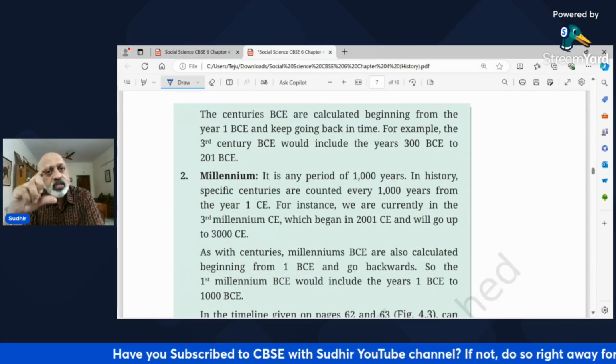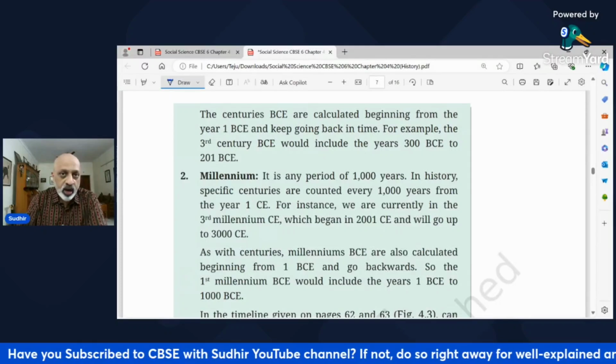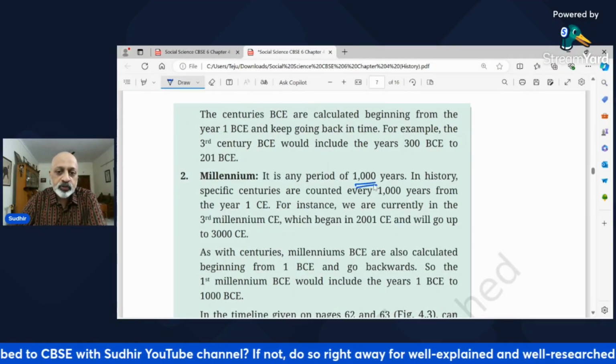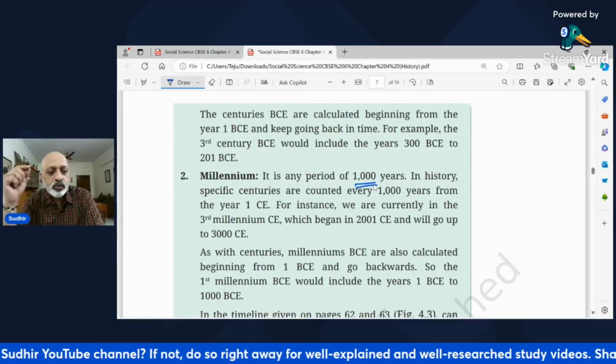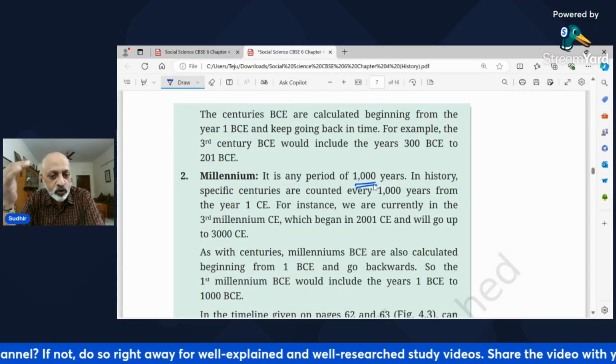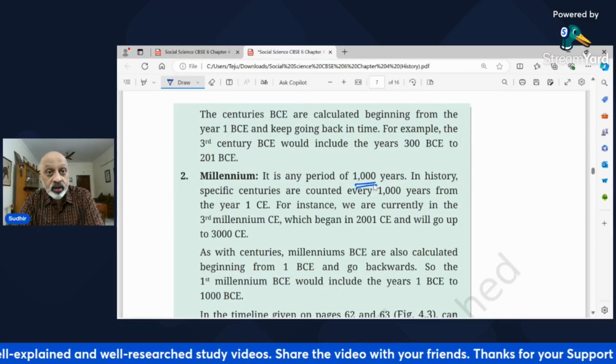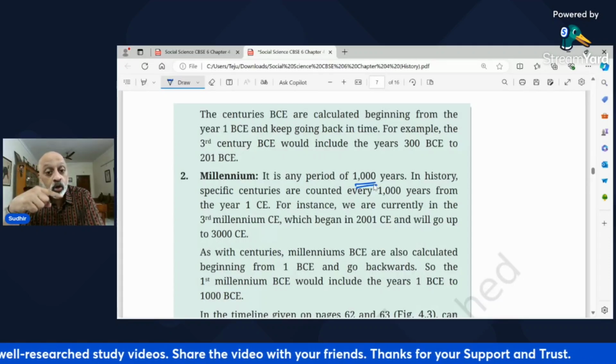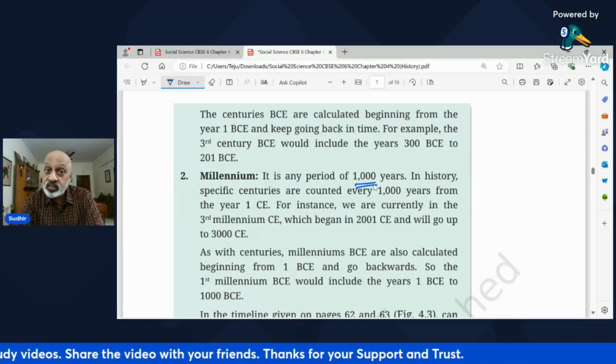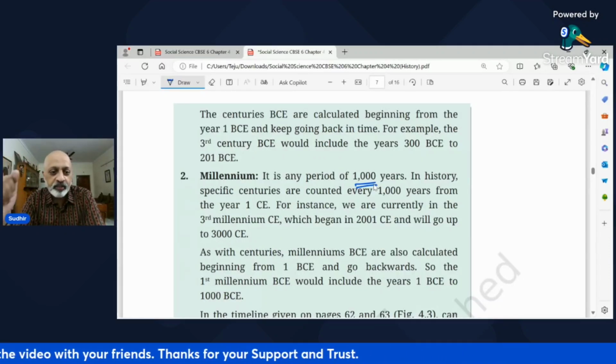Okay. Millennium is a period of 1000 years. Century 100 years. Millennium would be a period of 1000 years. In history, specific centuries are counted every 1000 years. For example, we are now in the 3rd millennium, current era, common era, which began in 2001 and it will go up to 3000 CE. Of course, none of us will be alive at that time.